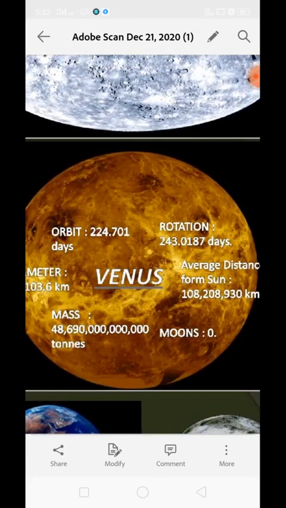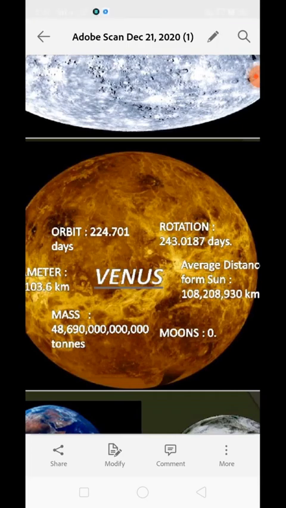Venus is the second innermost, hottest and brightest planet of the solar system. Venus is often known as morning star or evening star because sometimes it is visible before the sunrise and sometimes just after the sunset. Venus is also called the twin sister of the Earth.